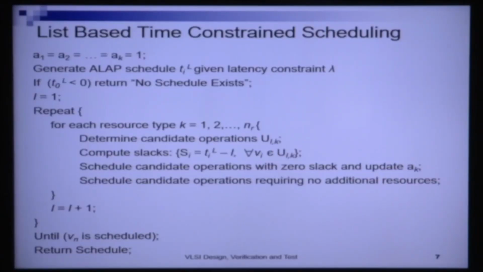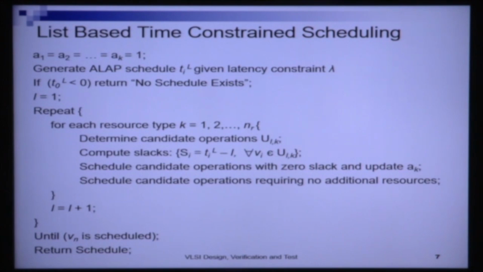Then we cannot meet the time bound, we will miss the deadline. And then, after the 0 slack, we have found the operations with 0 slack, and we find whatever number of resources is required at the time step. Based on that, we update AK. So, AK is the number of resources of type K, and we are handling resources of type K in this iteration.